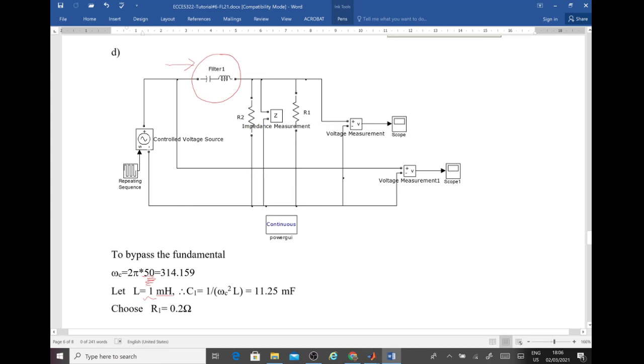And then we need to do the simulation. So once we determine the values, of course this is R1. Okay, actually it will make no difference. So those are the components of the filter. Mainly we have L, we have C, and we have R1.